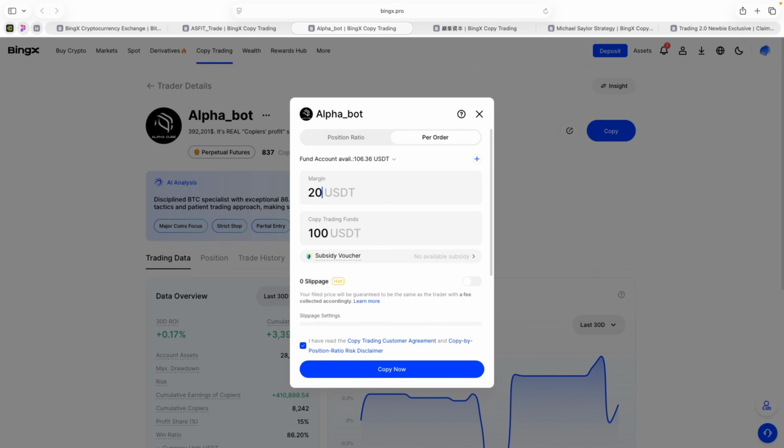I'll just put $20 right there. And you can see my total amount of funds in copy trading will be $100. So the total amount of money I want to have in my wallet will be $100. That means that I can copy a maximum of 5 trades at a time. So that's the maximum I can copy at a time, 5 trades.